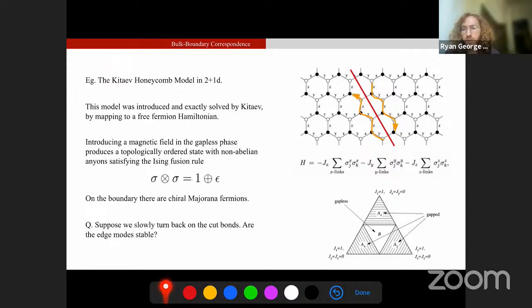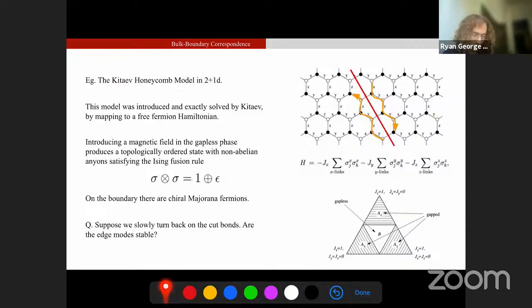If we slowly turn back on these bonds, are these edge modes stable? This is a question. Maybe somebody knows the answer. I don't know if I want to pass this to the audience, but the naive guess, the rhetorical guess, the straw man guess, is that any interaction between these two Majoranas should cause some kind of scattering. You should expect to be able to generate the mass term of this effective non-chiral Majorana if you combine these two modes. So you'd expect this is the simplest interaction you can write between them. There are no symmetries in the model, so just write down anything. You should expect to generate the mass term.